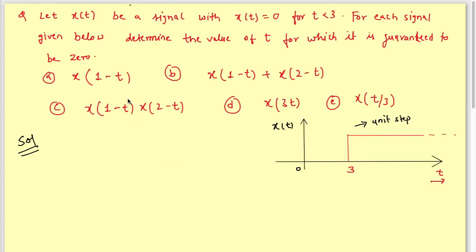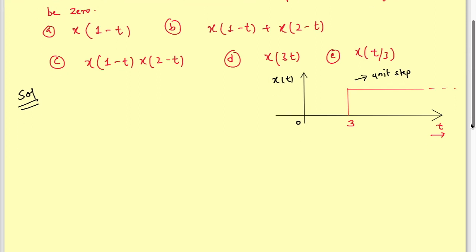Okay, this is my third problem. In this problem we have given a signal x of t where it is 0 for t less than 3, and for each of these signals we need to find out where the signal goes to 0. So these are my 5 signals. I had taken a unit step signal. I thought many of you will be aware of this, and if you are not, then we will see this signal in the upcoming lecture also. So you do not need to worry about this. Let's get started.